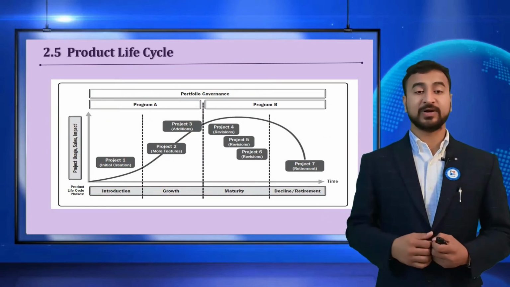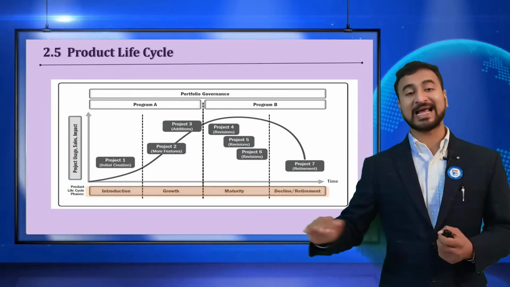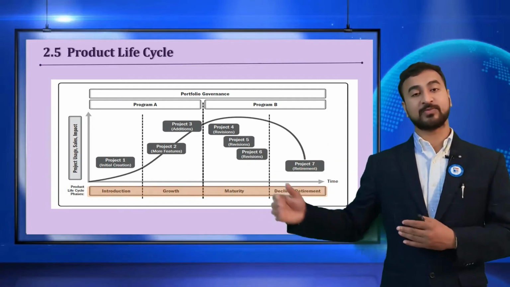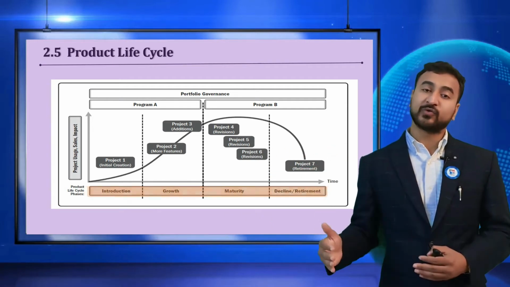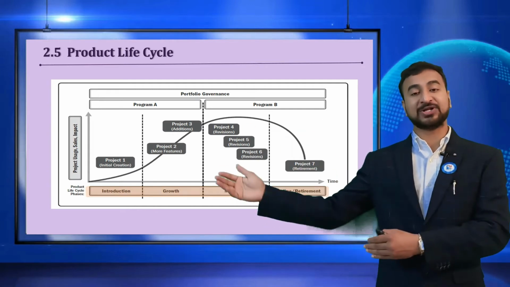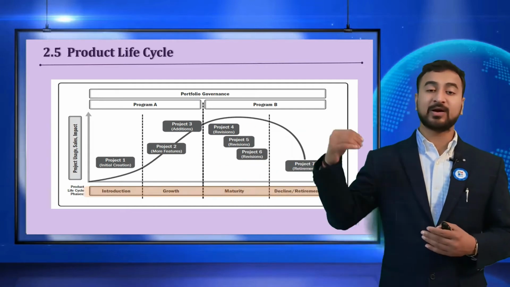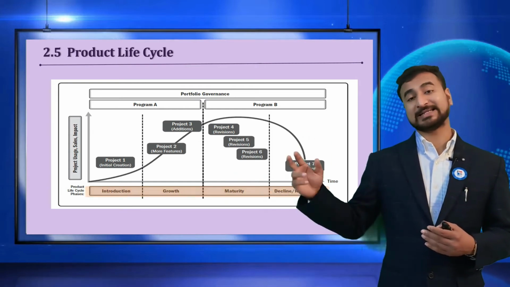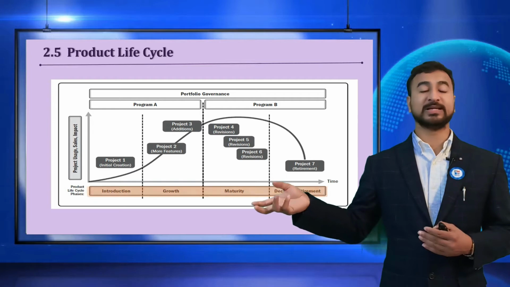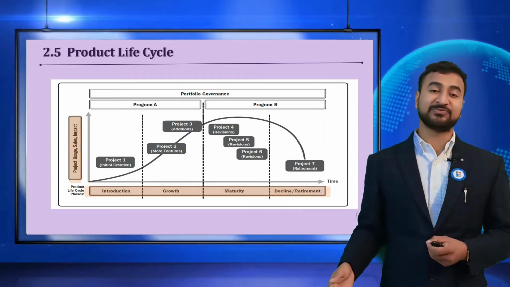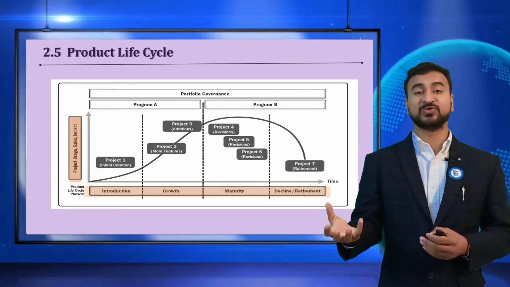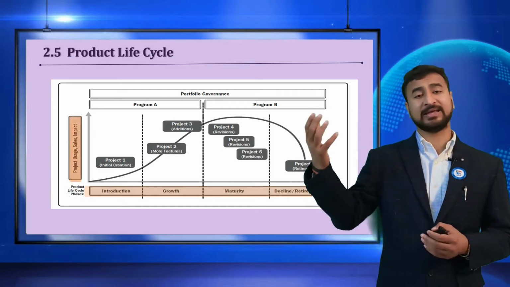As you see over here, there are two axes. The x-axis represents the time phase, in which the different phases of the product life cycle run from introduction, then growth, then maturity, and finally retirement or decline of that particular product. And at that time, sometimes a new product will be inserted. And on the y-axis, there are different projects, usage, sales, and impacts.